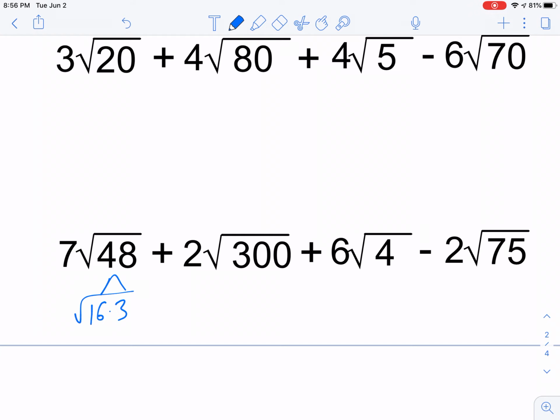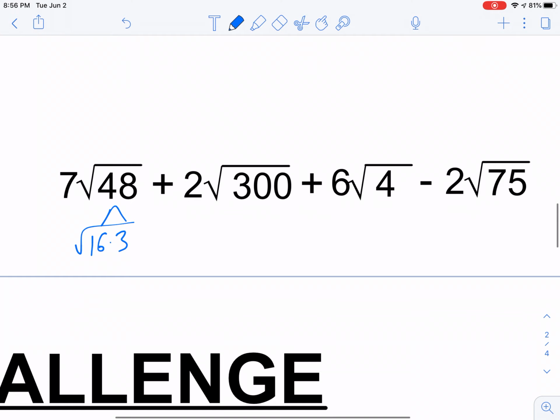And a lot of times you'll see numbers that repeat. So like 48, we've seen a bunch of times already in this lesson. You should know square root of 48 becomes 16 times 3, which is square root of 16 times square root of 3, which is 4 root 3. And we have this 7 in front. So 7 times 4 is 28 root 3.